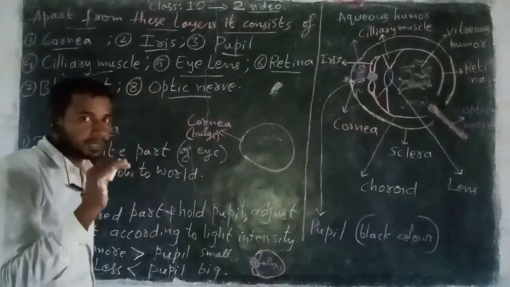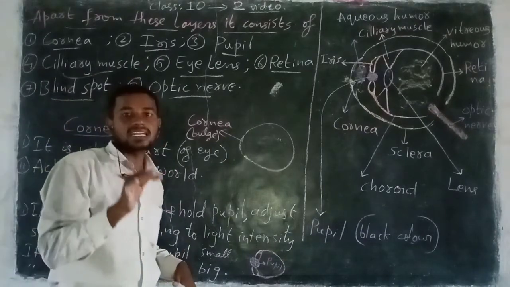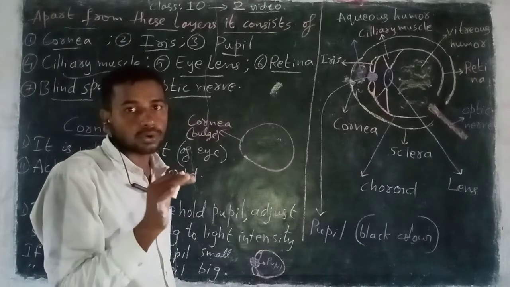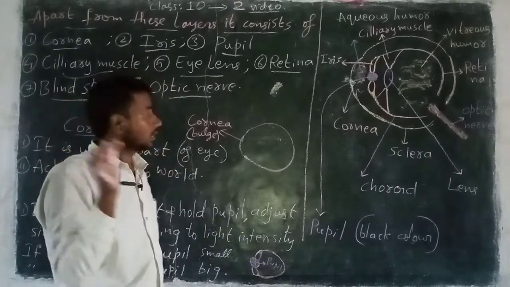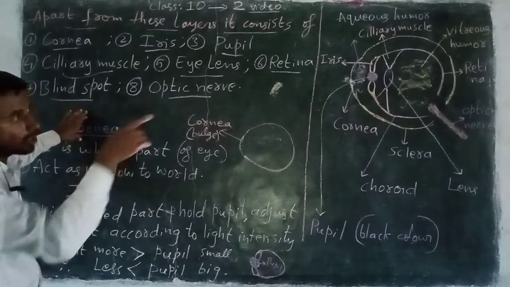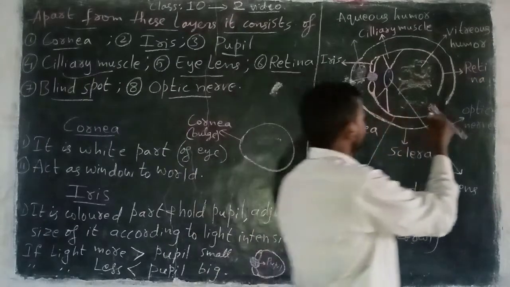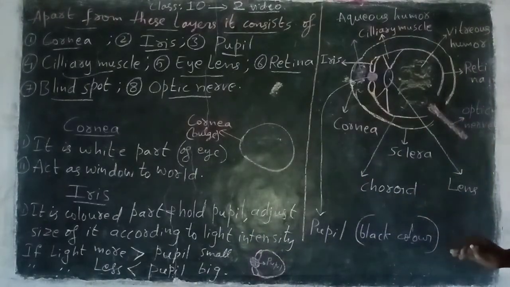Now we need to speak about these parts of the eye. Then clearly we can understand the process of the eye. Look here, first part cornea. I drew it colorfully for you. Please observe this figure neatly, where the parts are located in our eye.